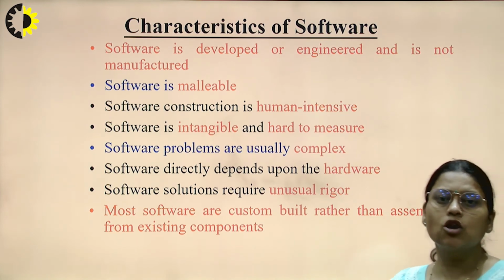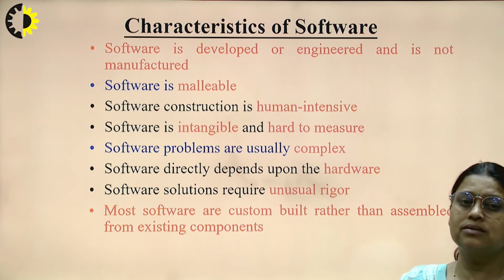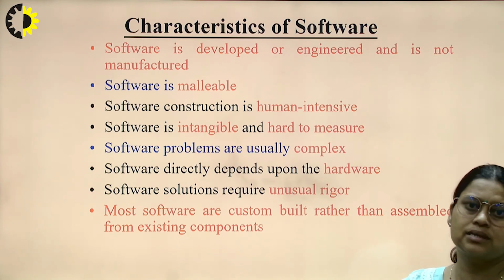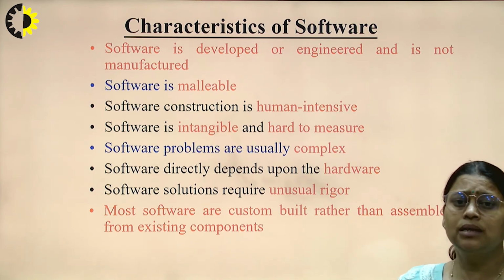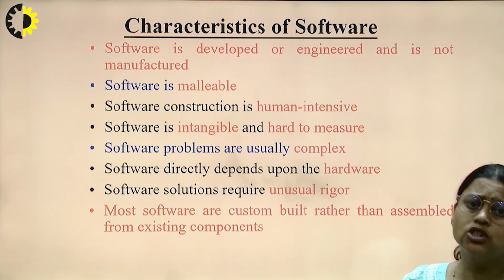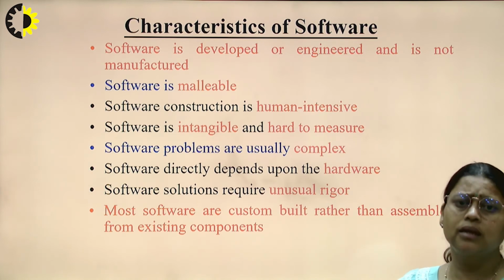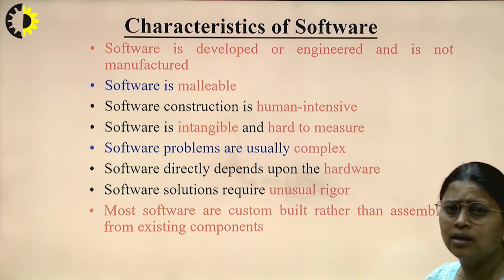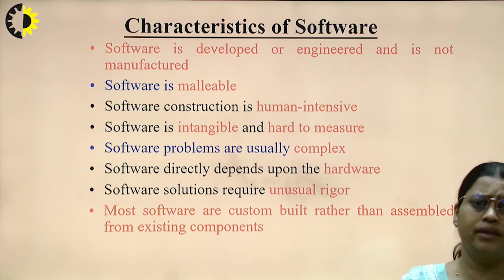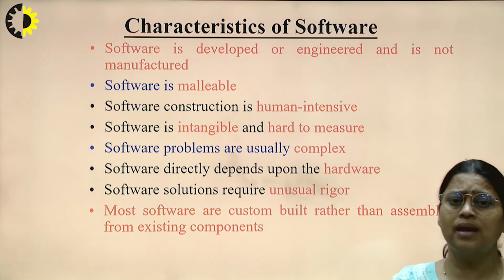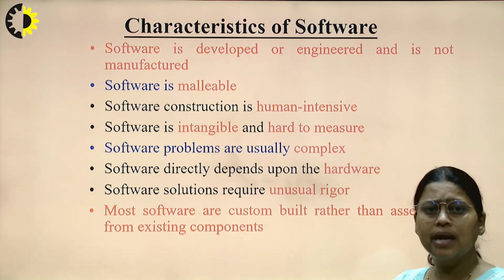The next characteristic of software is that it is intangible in nature and very hard to measure. Because software is intangible, we cannot touch it. So we cannot measure it as we measure hardware. We cannot measure it properly as we have to measure hardware. So it is intangible and hard to measure.